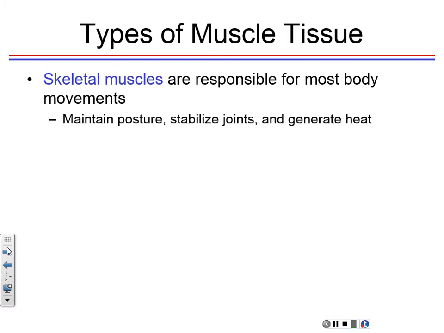So, types of muscle tissue. Skeletal muscles, of course, are so called because they are attached to the skeleton.